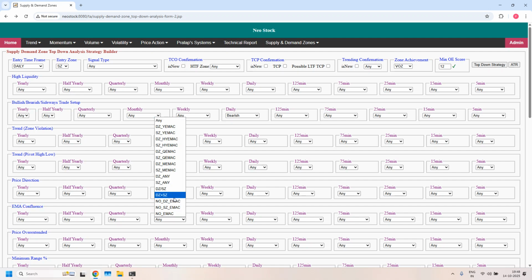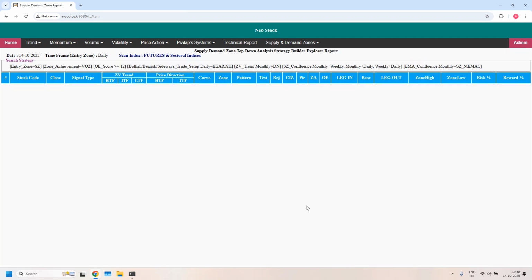Monthly supply zone having monthly EMA confluence, and trend on the monthly should not be sideways. It should be downtrend because it is a bearish trade setup. Let's filter. We don't have any stocks. Okay, this is a bearish trade setup for monthly income trade.